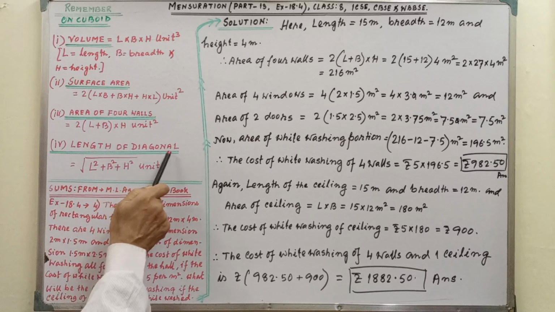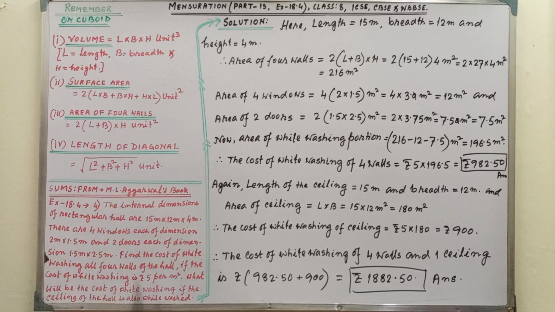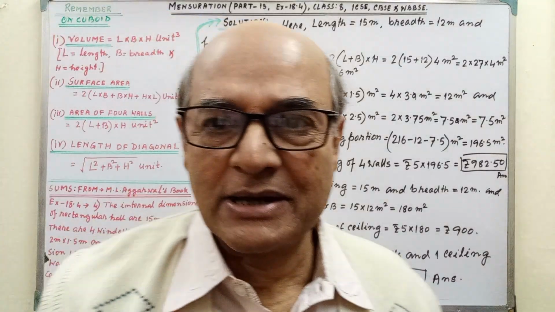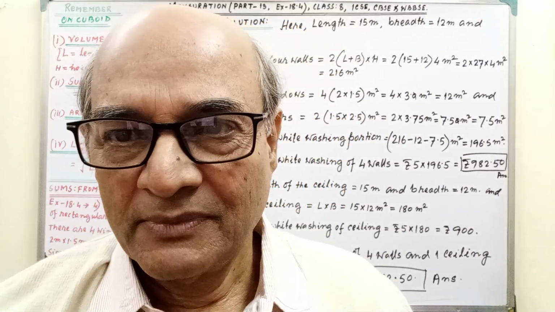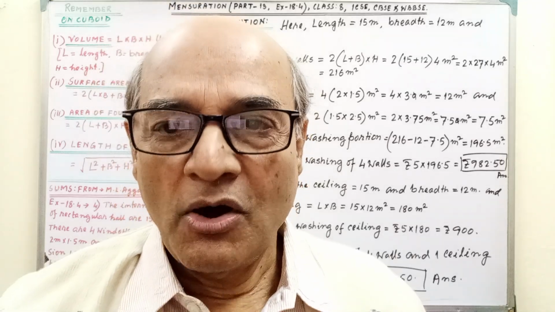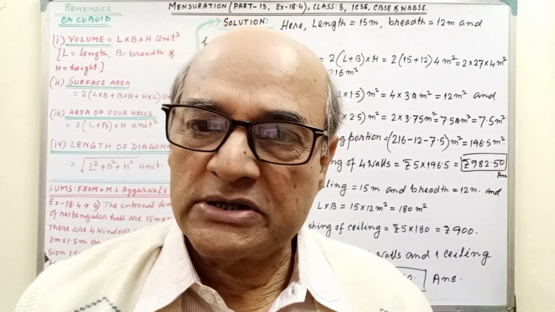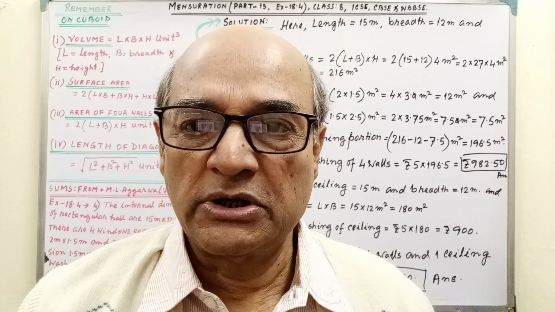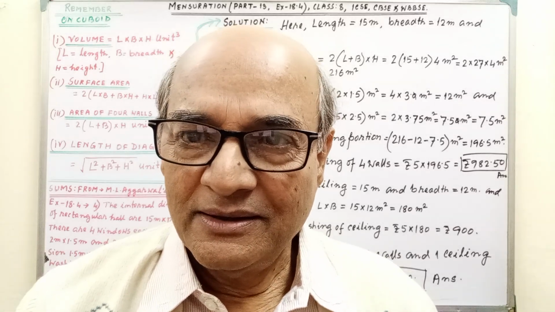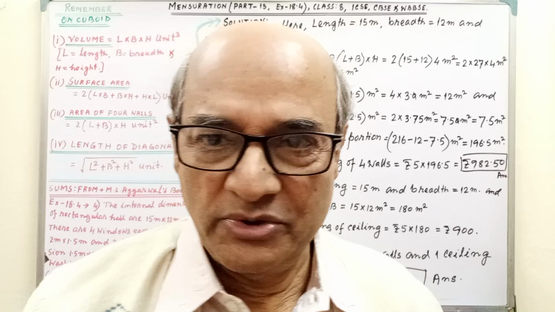And length of diagonal is root over length square plus breadth square plus height square, unit. In case of dimension, that is length, breadth, and height. And perimeter, only unit. Area always unit square and volume always unit cube. I think no confusion about unit.